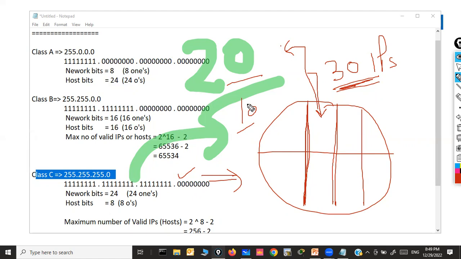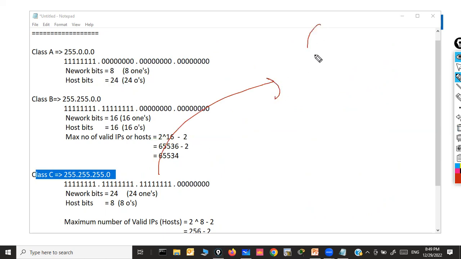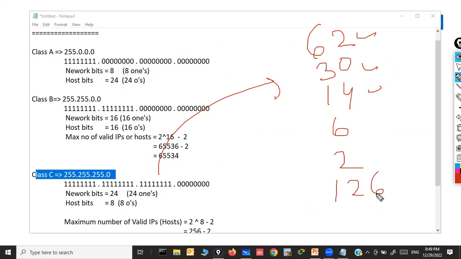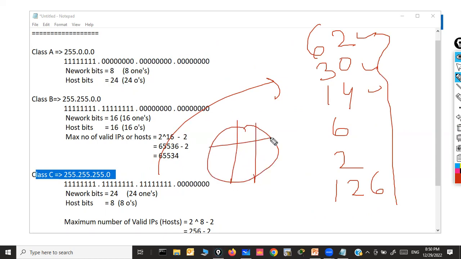So it's not like we can compute the exact number of IPs. No, it's all in binary. So a small network can have maybe 62 IPs, or 30 IPs, or further maybe 14 IPs, and you'll understand why I'm writing all this. Maybe 6 IPs, maybe 2 IPs, maybe 126 IPs. So a network can be divided, right, by further logical division, and each small network or subnet can have 62, 30, 14, 6, 2, or 126 IPs.